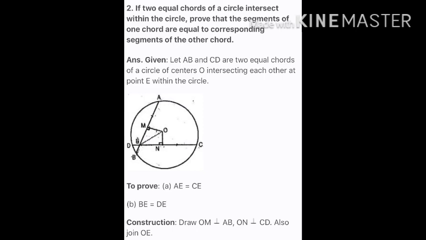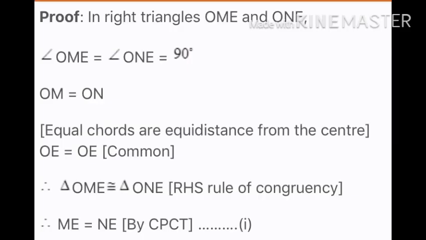Proof. First proof is AE is equal to CE. Second proof is BE is equal to DE. Now construct. Draw OM perpendicular to AB and ON perpendicular to CD, and also join OE. Proof. In right triangles OME and ONE, angle OME is equal to angle ONE is equal to 90 degrees. OM is equal to ON, equal chords are equidistant from the center. So OE is equal to OE, common.